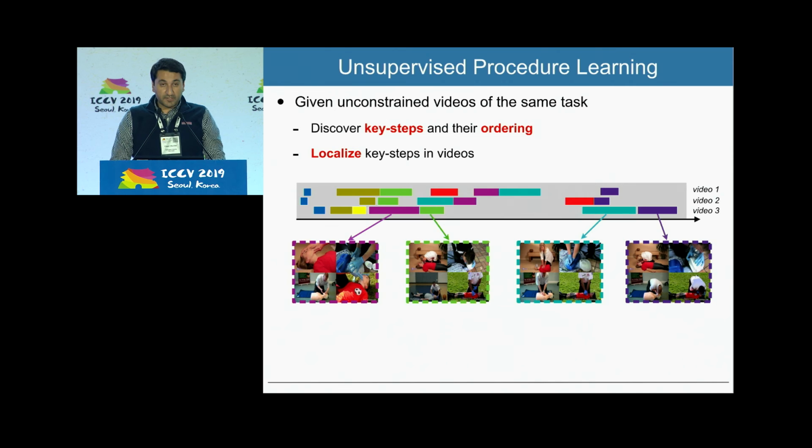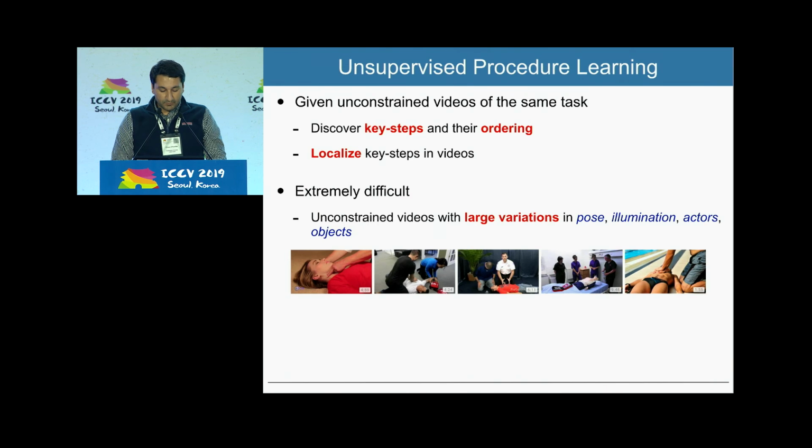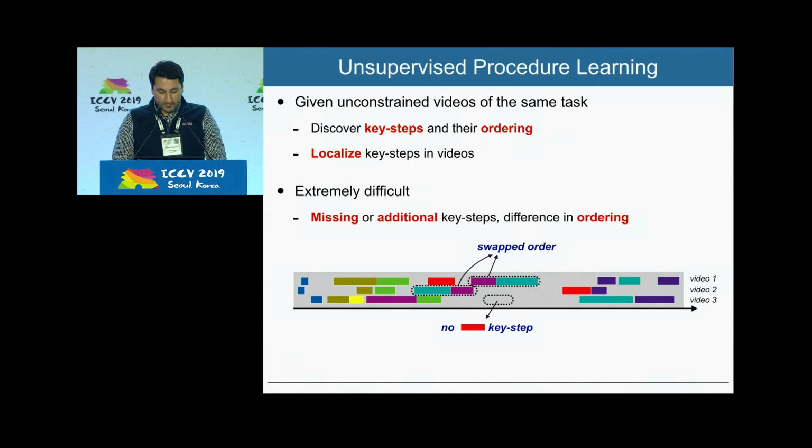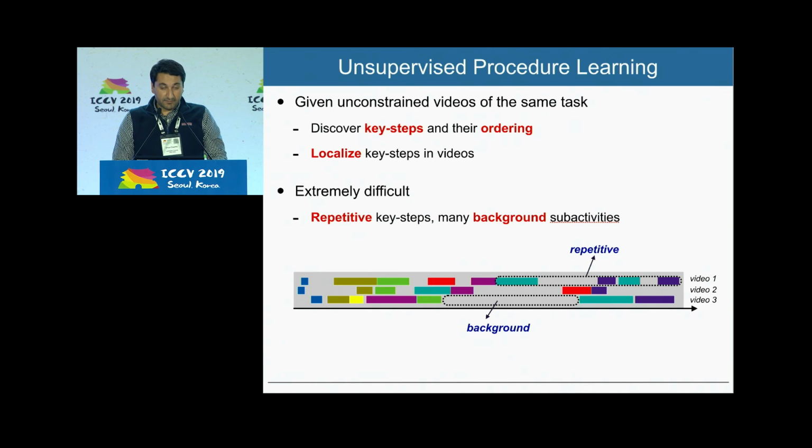Given a collection of videos of the same task, unsupervised procedure learning refers to discovering the sequence of key steps and localization of them in videos. This is an extremely challenging problem. First, we need to reconcile large variation in pose, illumination, actors, and objects in videos. Moreover, different videos have missing or additional key steps with a slightly different ordering. Also, videos may have repetitive key steps, and often large portions of videos correspond to irrelevant background activities.